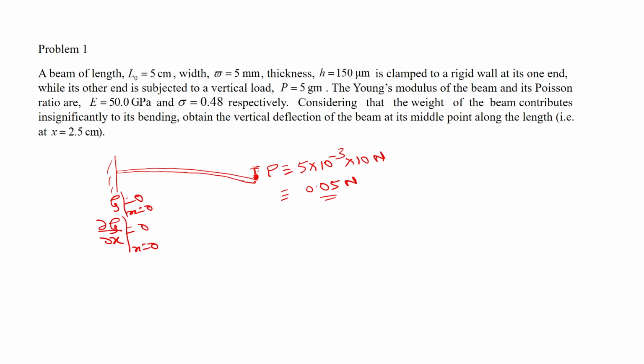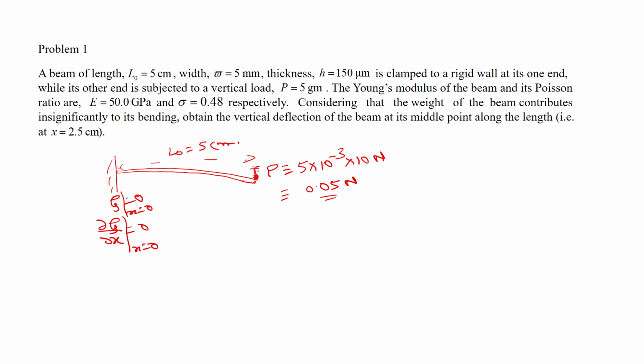This kind of loading is called concentrated loading. Here the concentrated load is applied at the length L. Let us say that because of this bending there is no increase in extension of this rod. So, the beam length remains constant at L0 is equal to 5 centimeter. That has to be assumed. Its width is 5 millimeter.